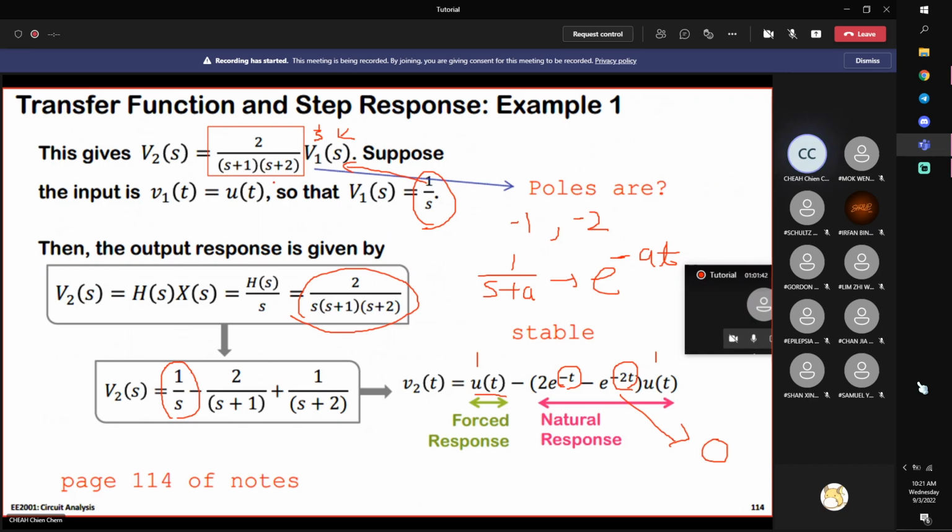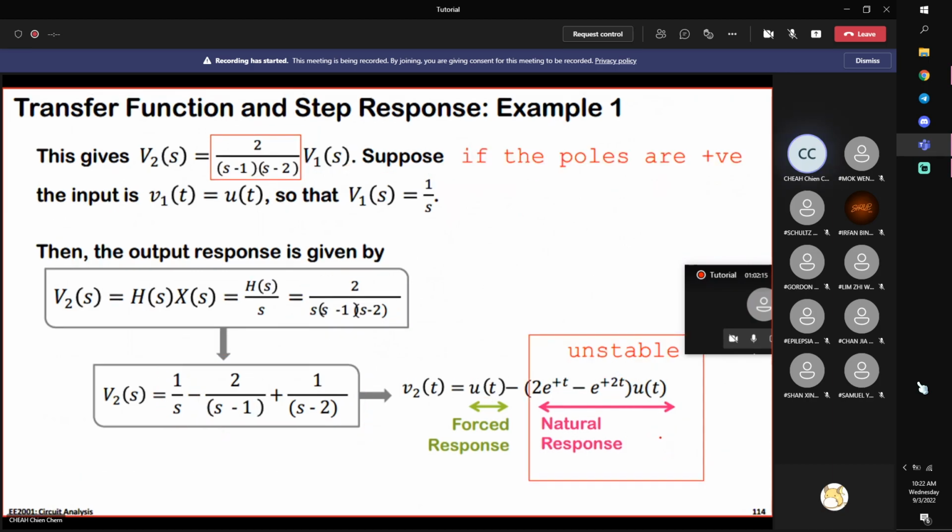Notice that your natural response relates to your transfer function. Your forced response actually depends on your input. If you put in 1 over s, then I have this term after changing to partial fractions. You put in another input, then you have an output related to that different type of input. But the natural response, which relates to your transfer function, must go to 0. Otherwise it is unstable.